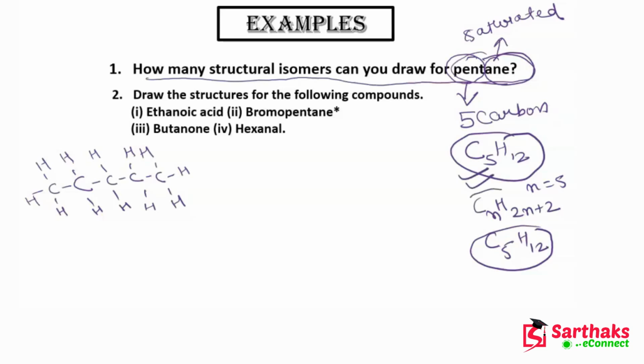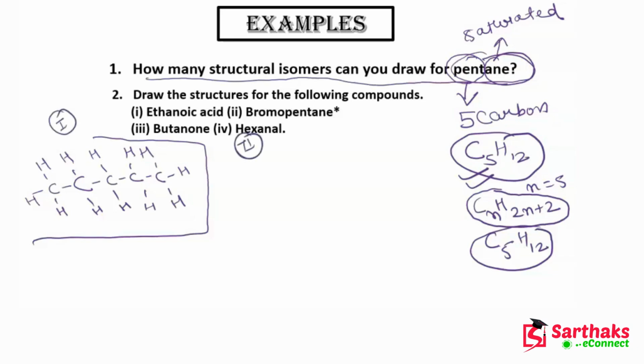I have talked about this general formula many times, how we write the general formula for alkanes, alkenes and alkynes. Now guys, this is the structure of pentane. Now I have to draw the structural isomers for this. So this is the first structure. Now let's talk about the second possibility. The second possibility would be like this. This can also be possible.